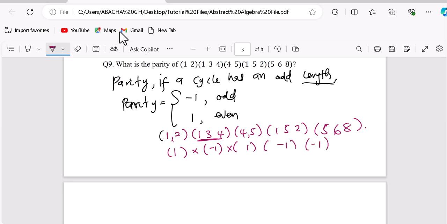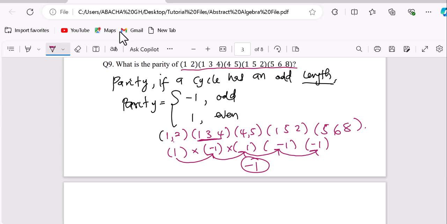So let's start multiplying. 1 times -1, that's -1. -1 times 1, -1. -1 times -1, that's +1. +1 times -1, that's -1. So the parity is -1. That is all for this particular element up here.